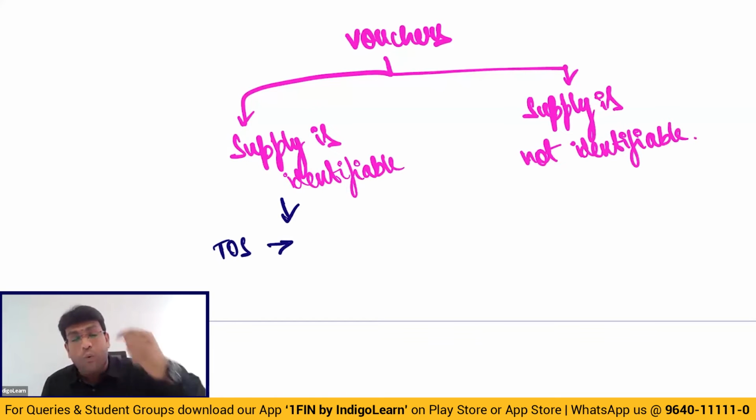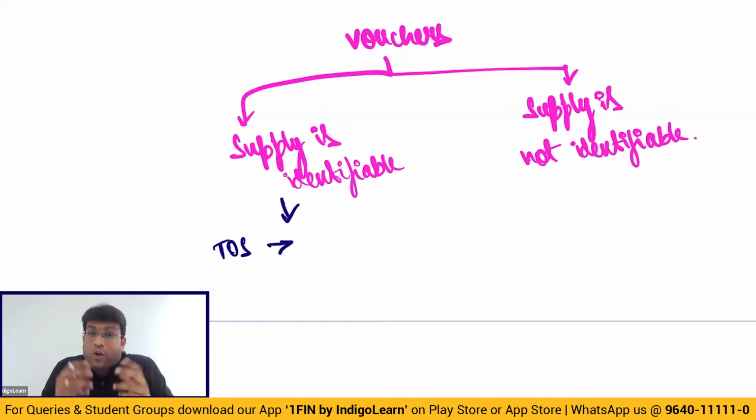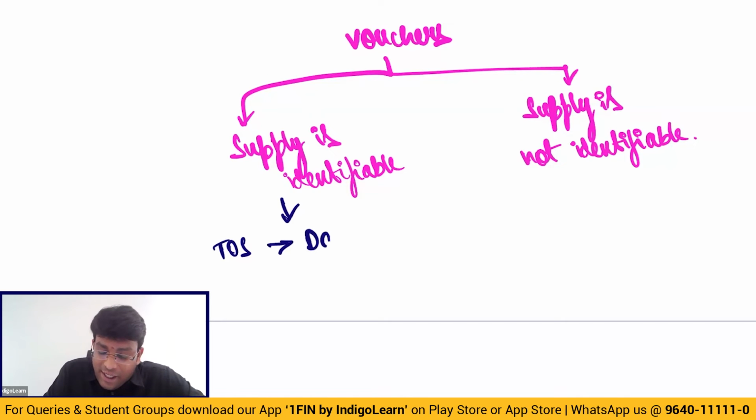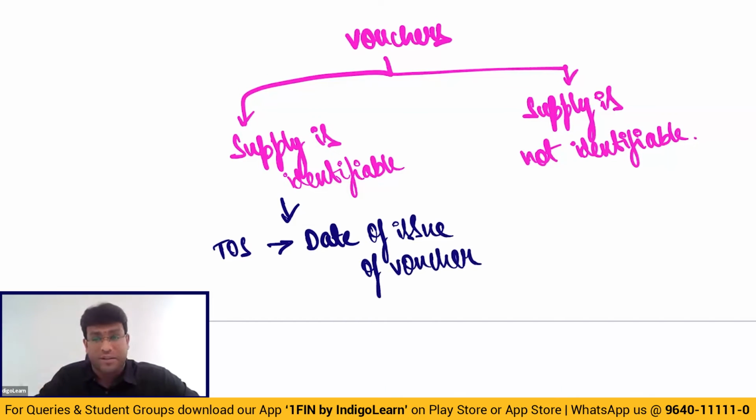What they told in the law is that if supply is identifiable, that means we know very clearly what you can take against that voucher. For example, I'm giving you a cake voucher. If I give you a cake voucher, against that voucher, you can only go and take a cake. But imagine if I give you one supermarket voucher, you can go to supermarket and buy any kind of item. That is a case where supply is not identifiable. But if I give you a cake voucher, you can only take a cake against that voucher. So supply is identifiable. Time of supply is date of issue of voucher.